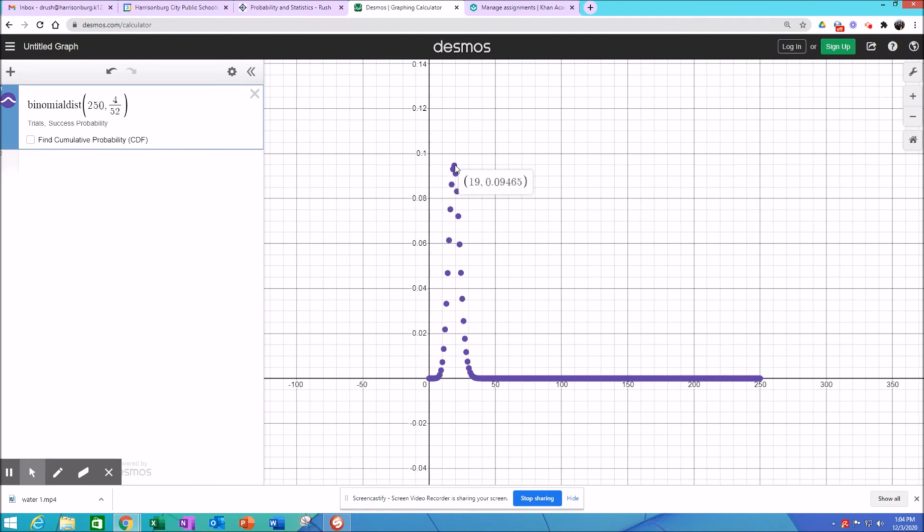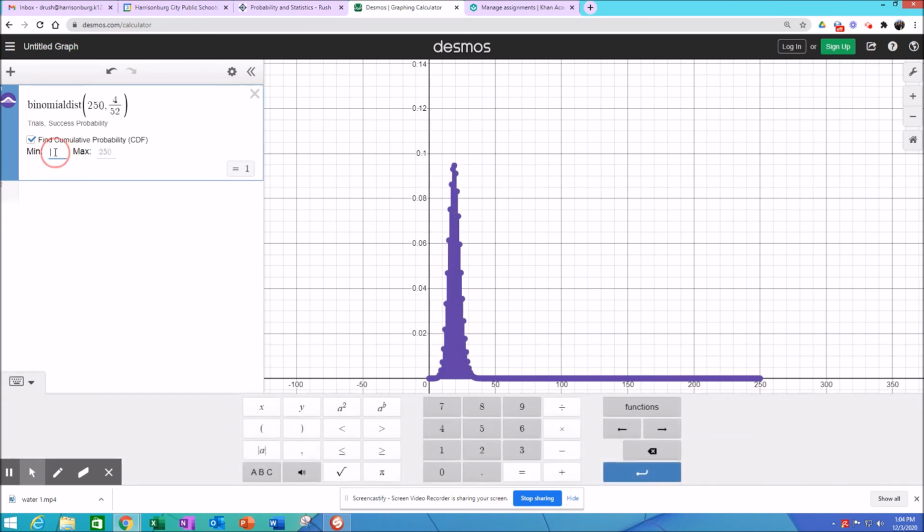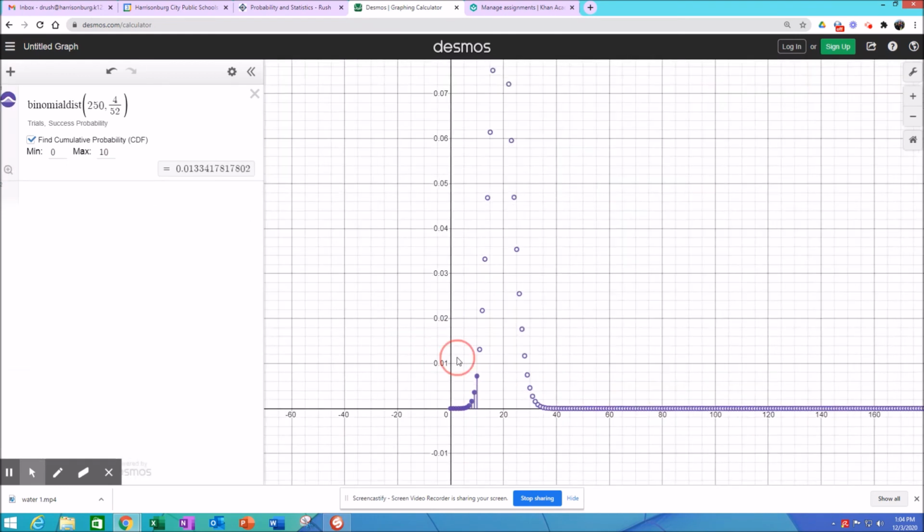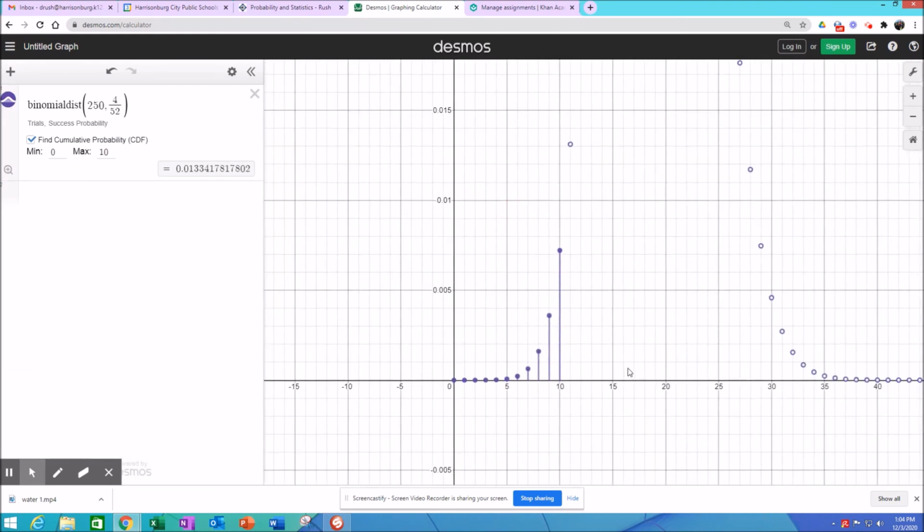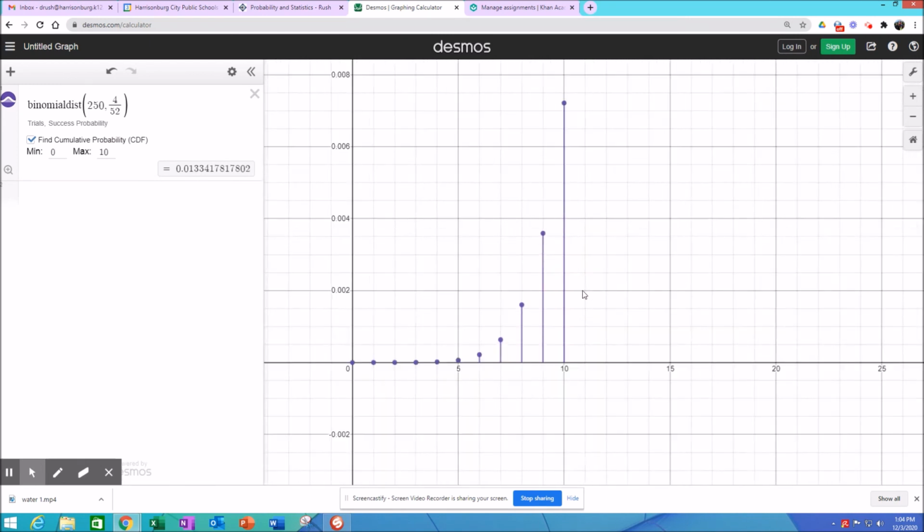Okay, but that's not what it's asking us for, is it? The last part there, what's the probability that 10 or fewer? Okay, 10 or fewer. So we want to add up the probabilities from 0 to 10. And if I zoom in, you can kind of see that it's adding these highlighted ones together. So all these different probabilities together gives you a little over 1%. So a little over 1% of the time, 10 or fewer people would get it. We'd expect 19, but it's possible 1% of the time for this to happen.